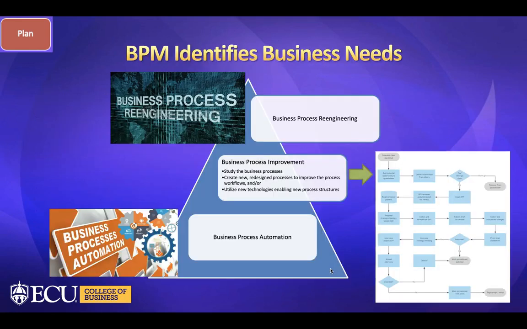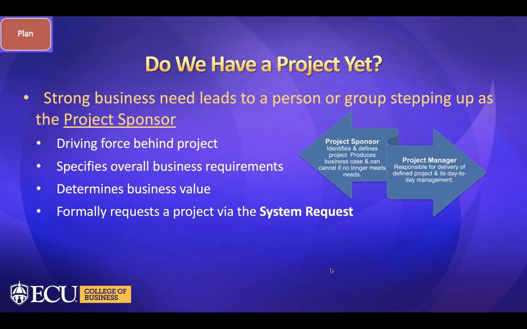So the reason why we talked about business process management is that these three ways of improving business processes usually come up with an opportunity. They create an opportunity for a new information systems project. And once there's a project, then what's really important is to have two different people, a project sponsor and project manager. They're completely two different people with two different skill sets.